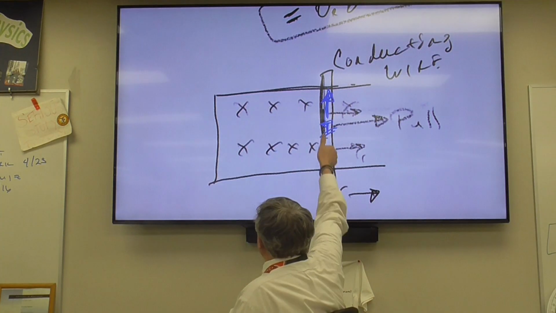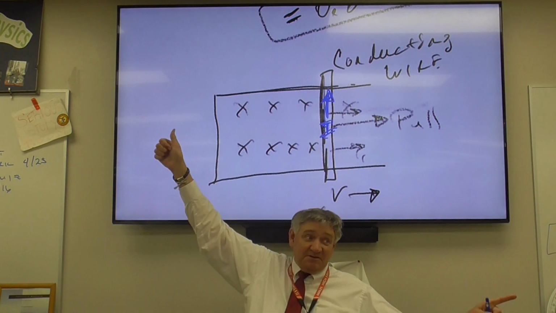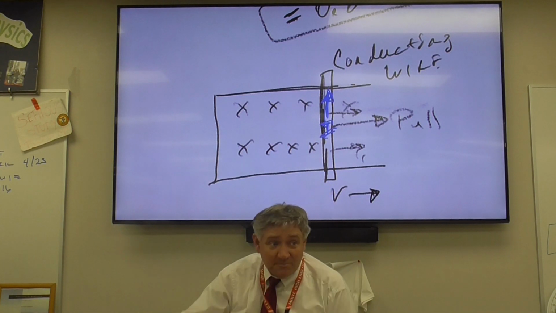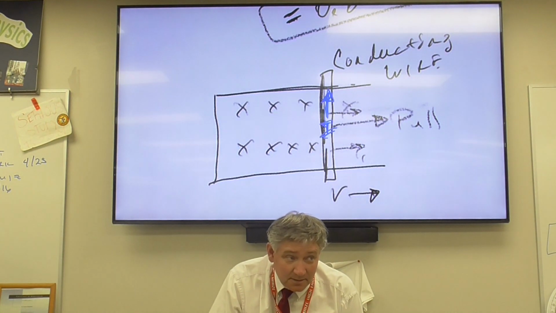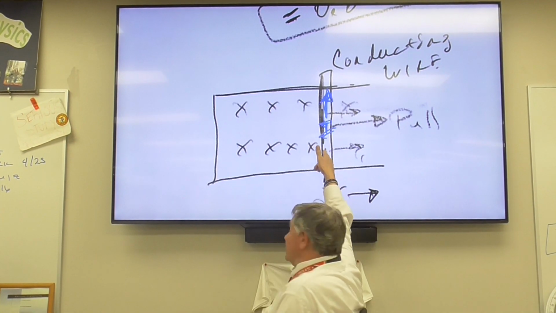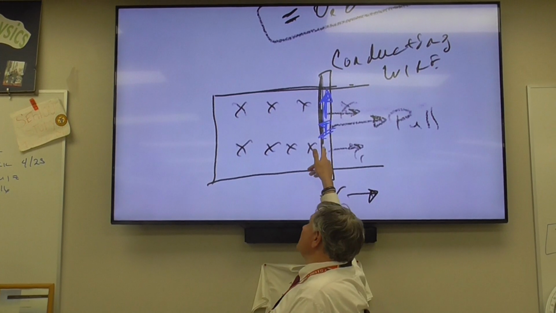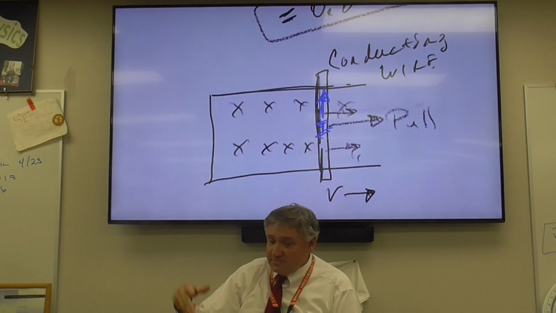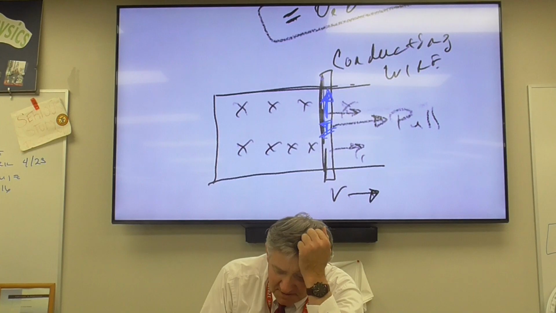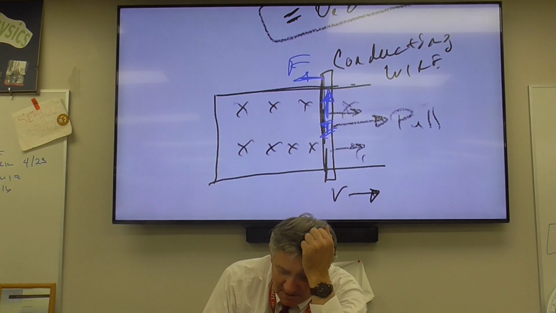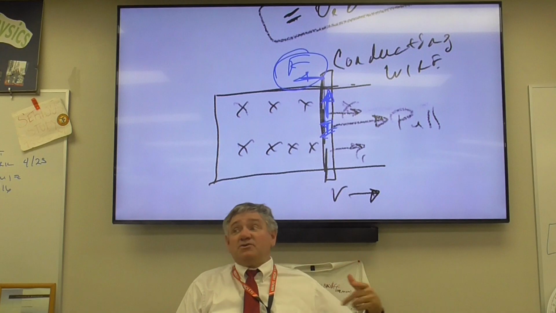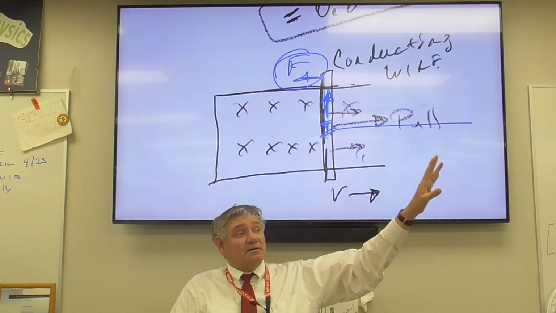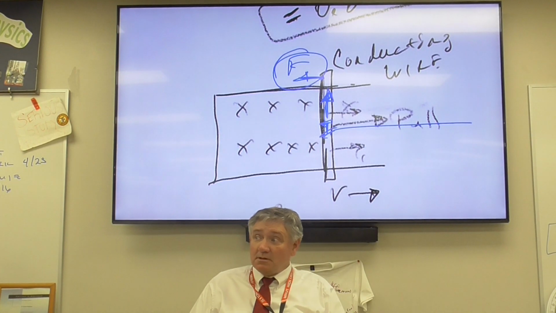So the current's going this way, because now we have an induced current. The external magnetic field is going into the page. So what is the force the bar is going to feel? To the left, in the opposite direction. So the force that it's going to feel is in the opposite direction, which is going to make it do what? If you're pulling it this way, that's going to create an opposing force.